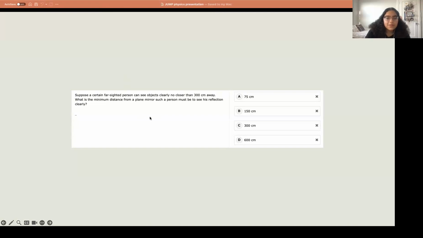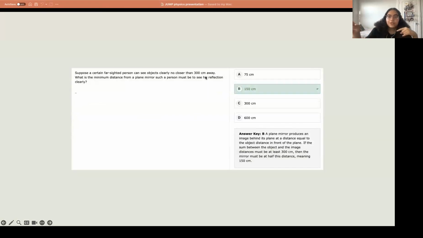Okay, so for this one, as we mentioned, the object and the image are equally distant away. So if they can only see up to 300 centimeters away, you want to be 150 from the mirror. So you to the mirror will be 150, and then the mirror to the image is another 150, which gets you to the 300 maximum that you can see.